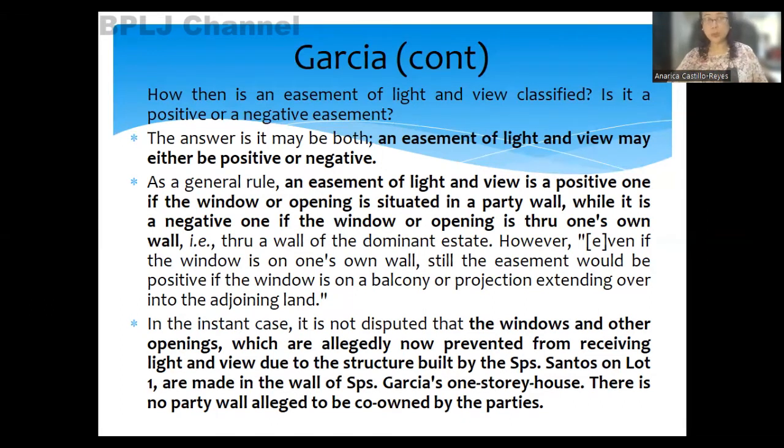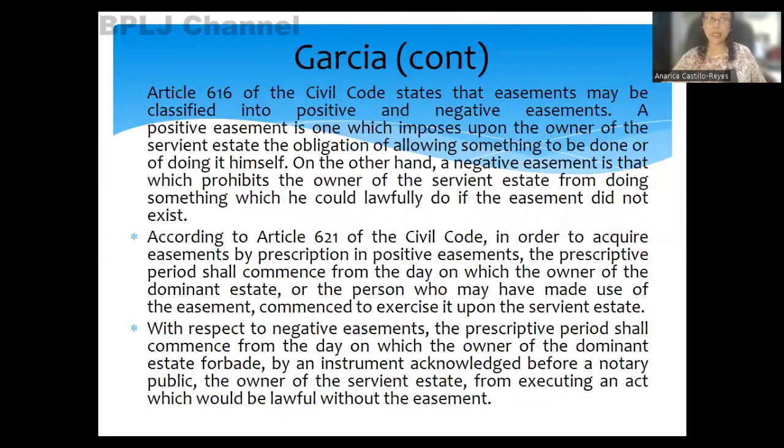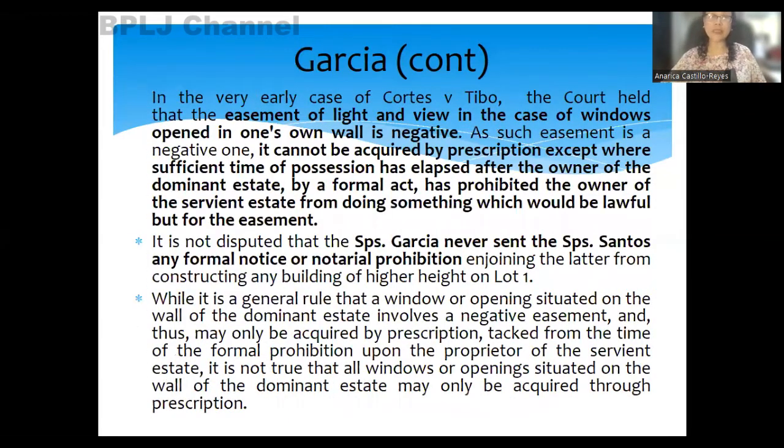It is not disputed in this case that the windows and other openings built by the spouses Garcia on Lot 1 are made in the wall of the spouses Garcia. So there is no party wall. It is built on one's own wall, the wall of the owner of the dominant estate.